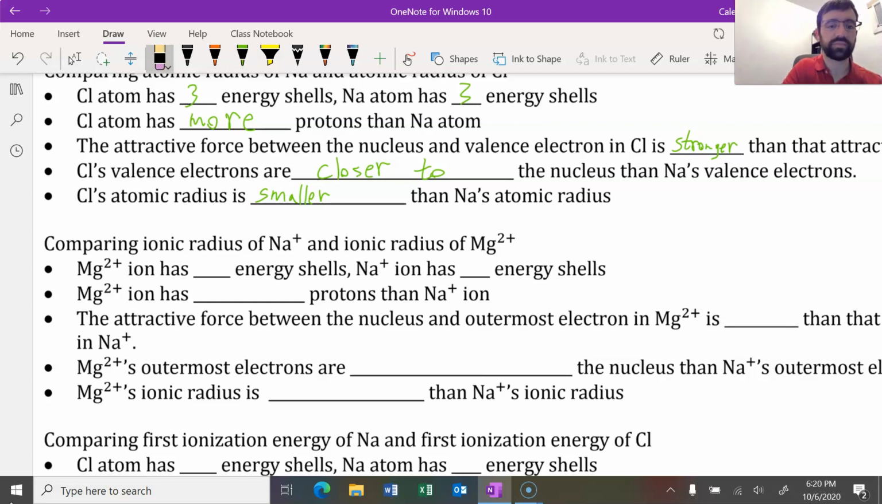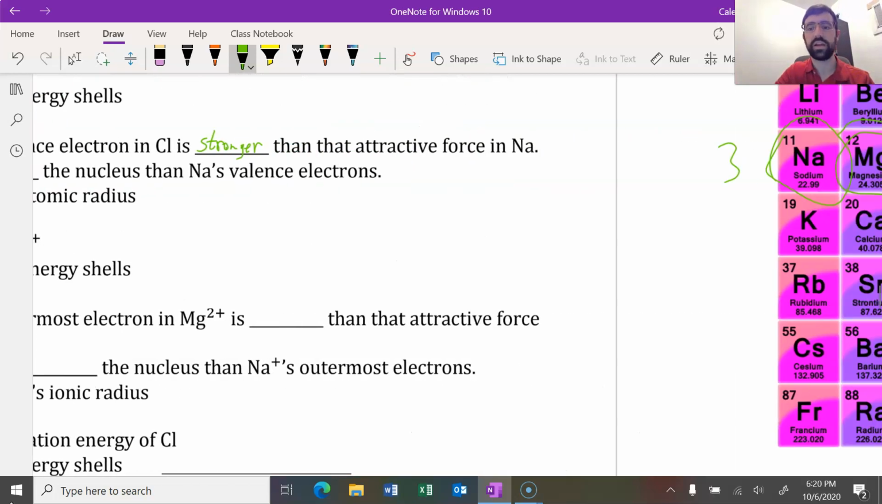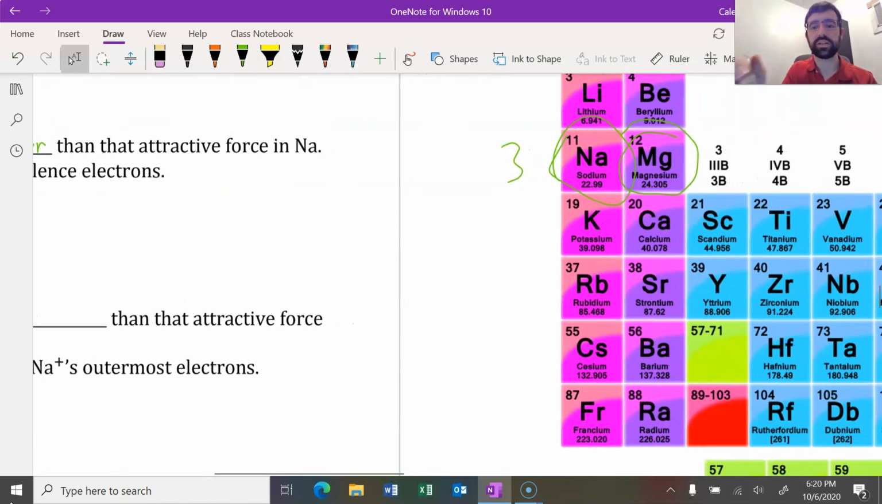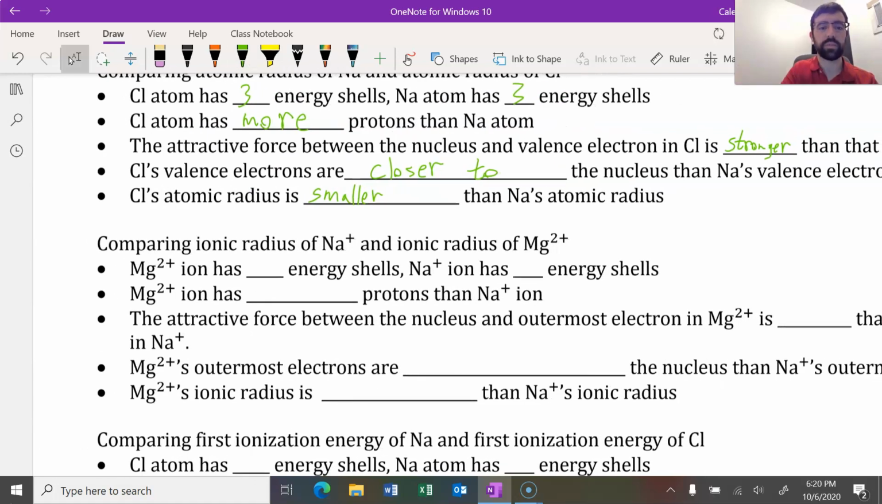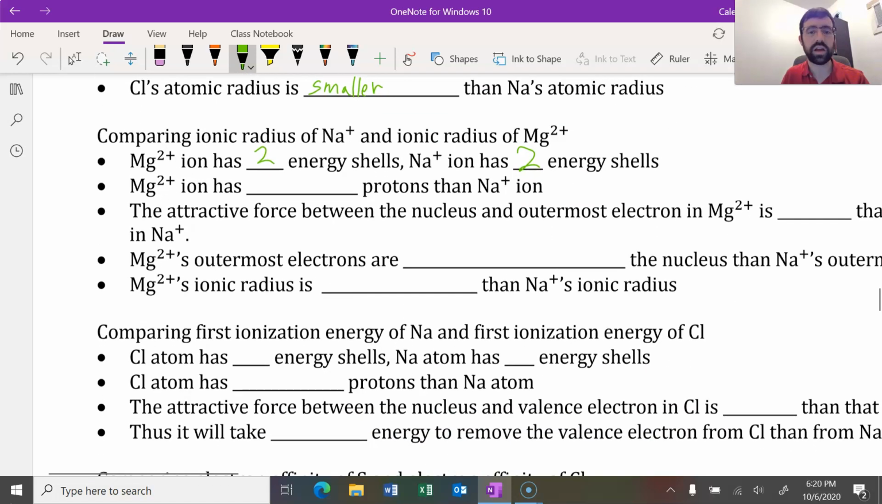Actually, technically we lost 1 energy level because remember they lost their valence electrons. They're here in the 3rd energy level, so if they give away those electrons, then they would have only 2 energy levels. But they still have the same number of energy levels. Mg2 plus has 2 energy shells. Na plus has 2 energy shells. So the Mg2 plus ion has more protons than sodium plus.